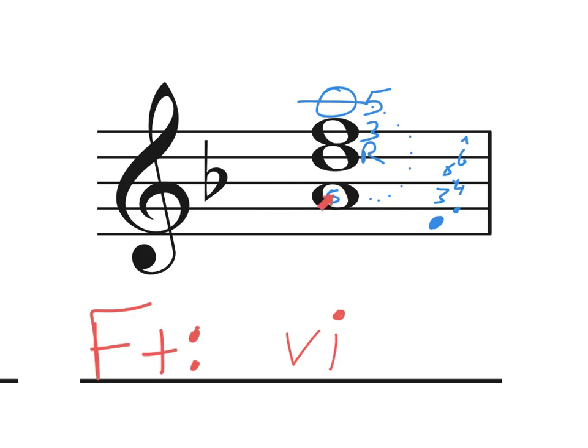From the lowest pitching note, not from the root, I have an interval of a 6th and an interval of a 4th. So a 6-4 position. This is a 6-6-4 triad in F major.